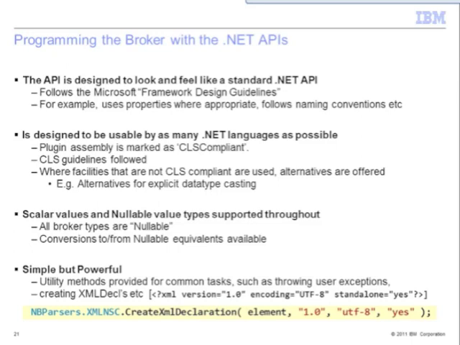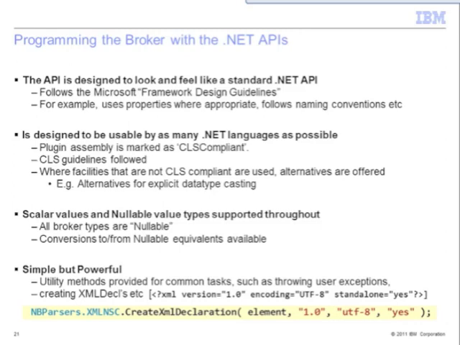It's also designed to be used by as many different .NET languages as possible. Because of the cross-language support offered by the common language specification that we looked at right at the beginning, we took the decision to allow as many languages as the .NET 4 framework supports to be used with Message Broker. We didn't want to just tie ourselves to just C# or just Visual Basic, etc. We wanted to have the full support of as many languages as possible. So to do that, we've marked the plugin assembly as CLS compliant, and we follow the CLS guidelines where we can.